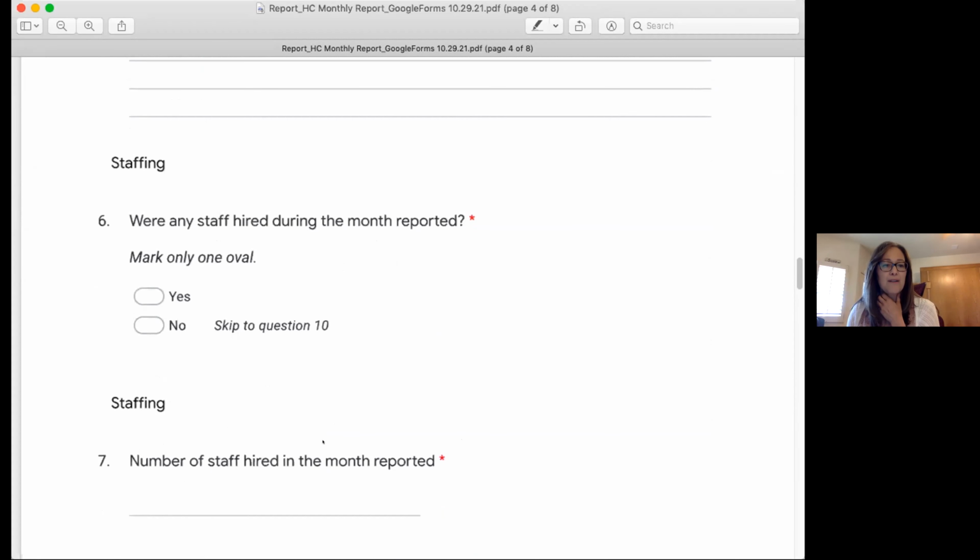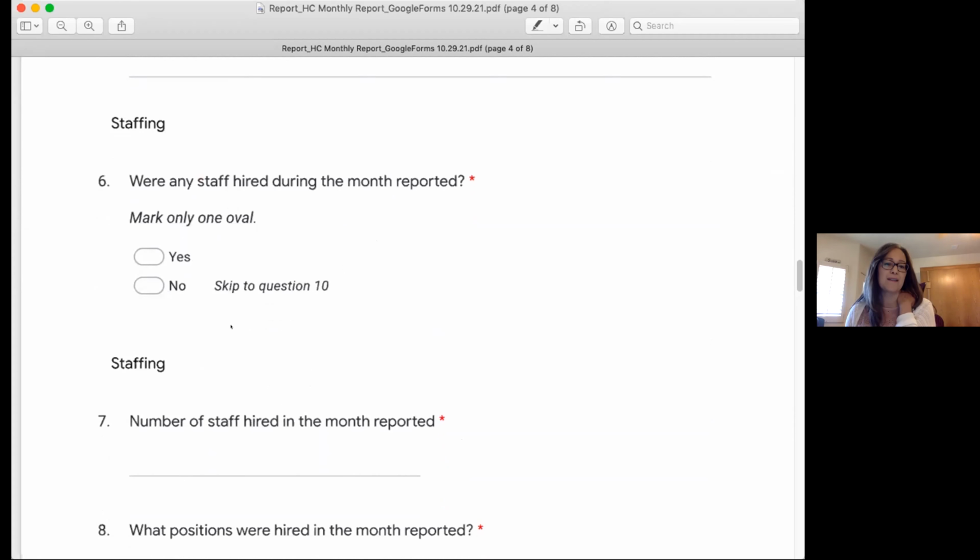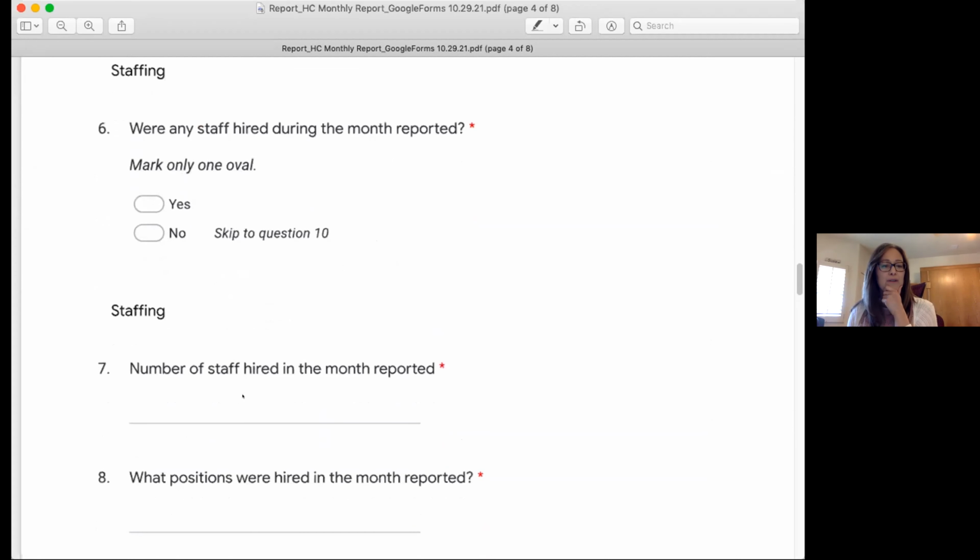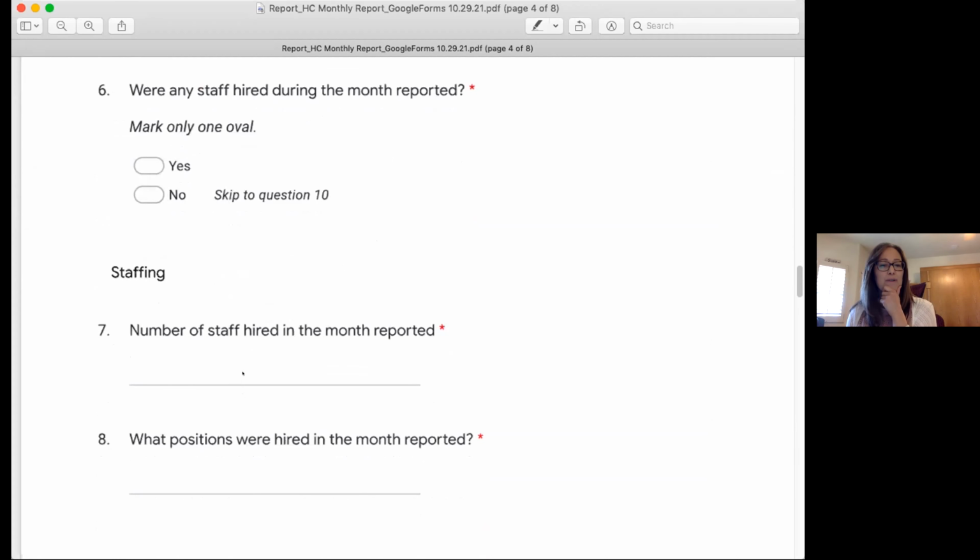Next, we go to the staffing topic. Were any staff hired during the month reported? You would mark one of these. If it's yes, you will move on to the following questions. If it's no, you will skip to question 10. So here, you would put in the number of staff hired. Again, Susan, I'm just going to reiterate what you just said. This is all about the CDC project, right? I don't know if there will be any events where someone would be hired for another issue, but what we're trying to track here is for this project.